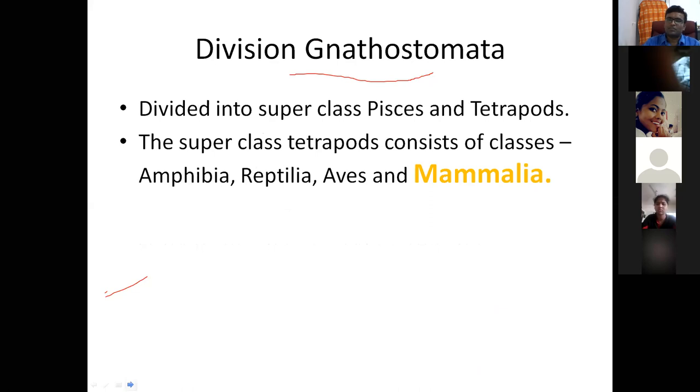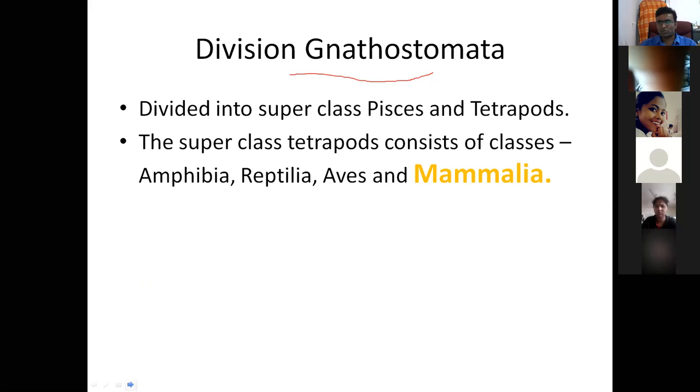The division Agnatha has cyclostomes and ostracoderms. Ostracoderms are the extinct jawless organisms, and under Agnatha the present living groups are cyclostomes, hagfish and the lamprey are the examples for them. Remember, now the next division is Gnathostomata.